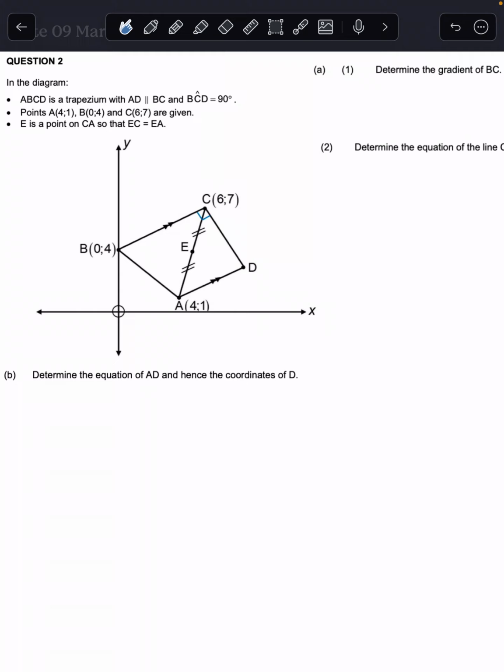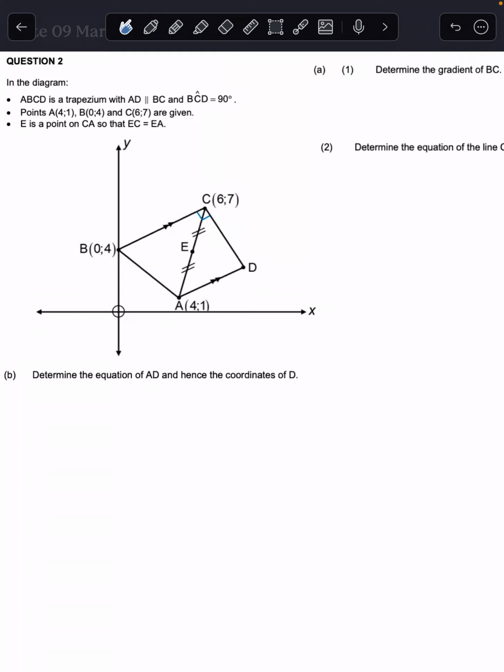In the diagram, ABCD is a trapezium with AD parallel to BC. Kind of comes with the turf of a trapezium, two sides. We know that there's at least one pair of opposite sides that are parallel. And we're told that BCD is 90 degrees, so CD is perpendicular to BC.